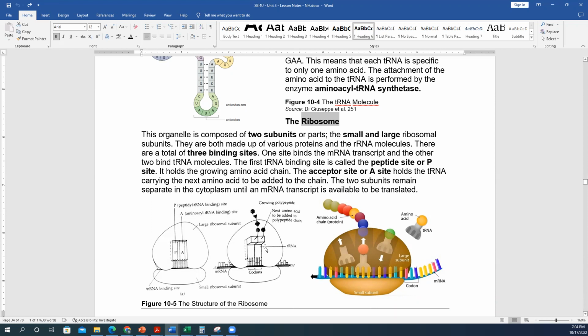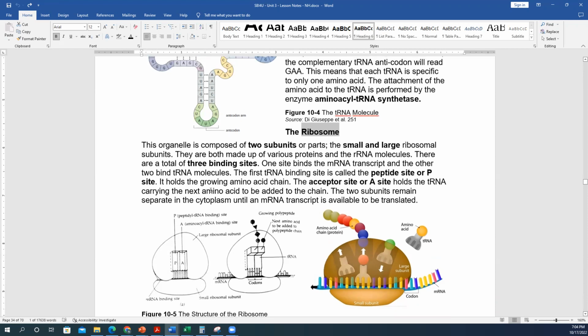So these 2 subunits of the ribosome, the small and the large subunits, stay separated in the cytoplasm and only come together when there is an mRNA transcript available to be translated. Then they come together and form this unit.